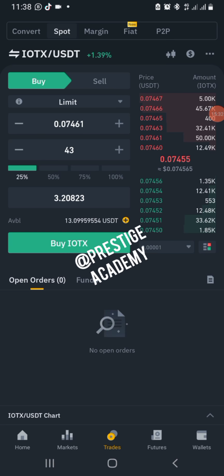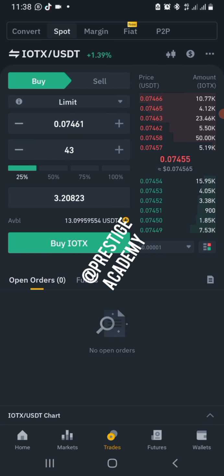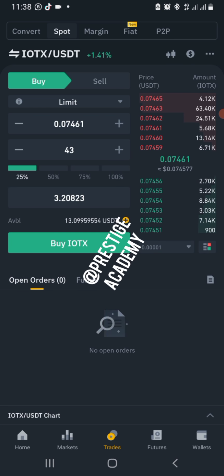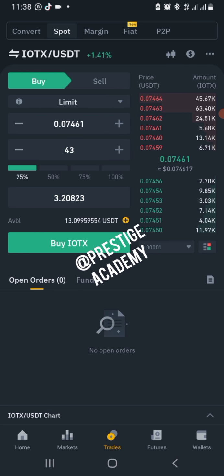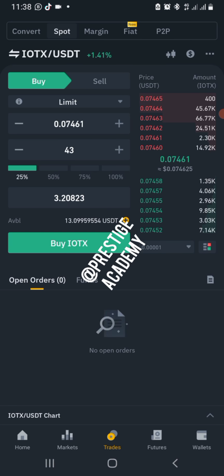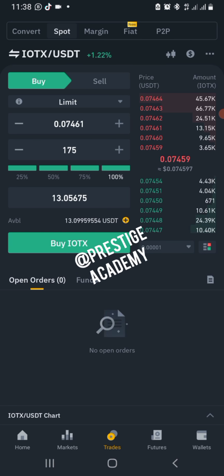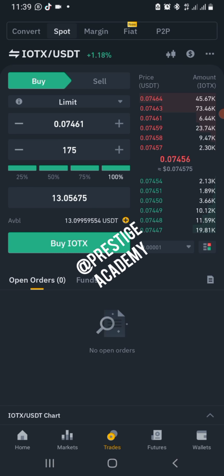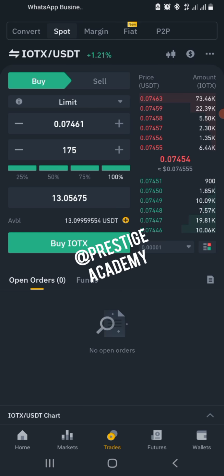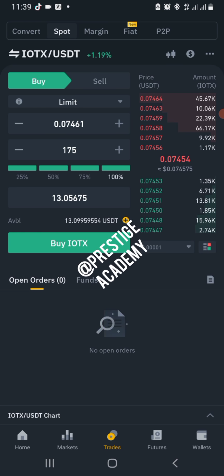If you want to trade on the spot market, you have to have good funds. You cannot trade with less than $10, while on futures you can do that. That's just how it is. So now let's use 100% because I have just 13 USDT in my spot wallet. All right, now let's click on buy.